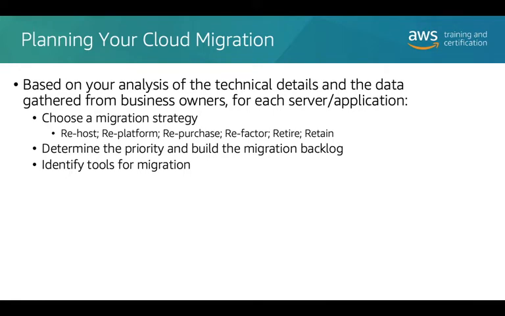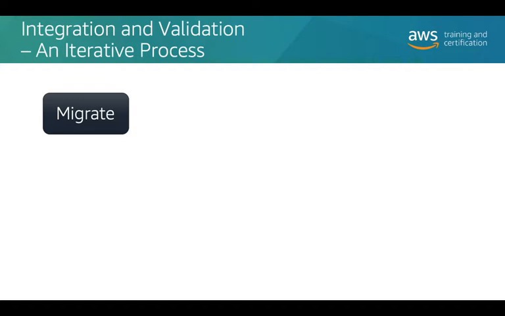So very much part of this course is the whole concept of putting together appropriate planning. So get the technical details, get the business details of your application from the business owners, determine which of those migration strategies is going to be appropriate on a workload by workload basis, prioritize that, and then work on tools for the actual migration. So it's very much the center of this, the success factor for migration, is appropriate planning and organizing. The actual migration itself is an iterative process.